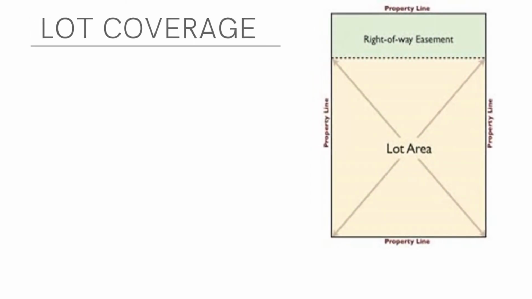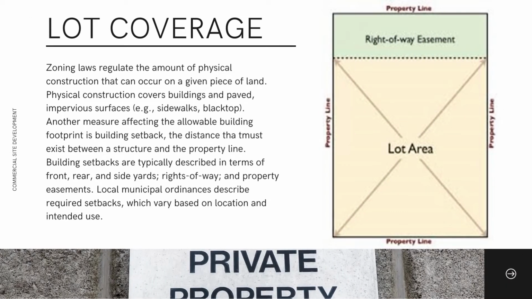Next naman is ang lot coverage. Zoning laws regulate the amount of physical construction that can occur in a given piece of land. Physical construction covers building and paves, impervious surface, sidewalk or blacktop. Another measure affecting the allowable building footprint is building setback, the distance that must exist between a structure and the property line. Building setbacks are typically described in terms of front, rear, and side yards.